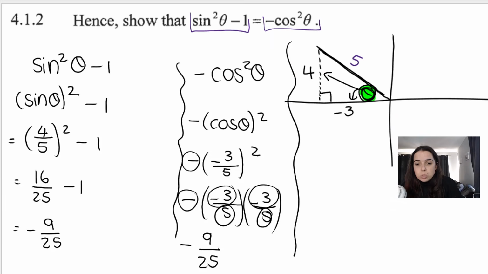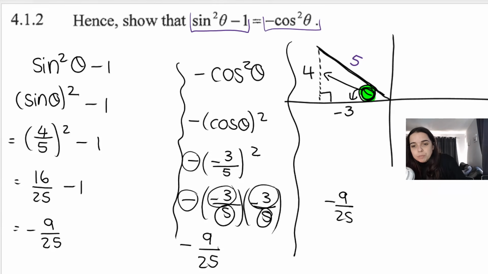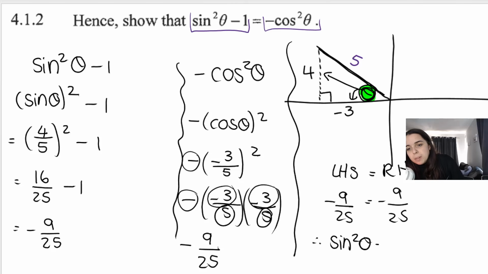So I would therefore say negative 9 over 25 is equal to negative 9 over 25, or you could even say left-hand side is equal to right-hand side. Therefore, sine squared theta minus 1 is equal to negative cos squared theta.